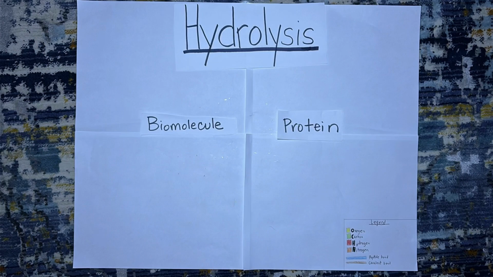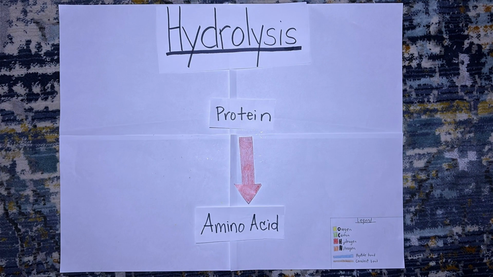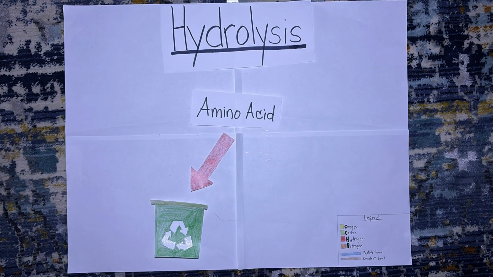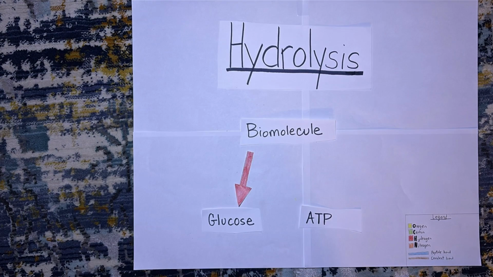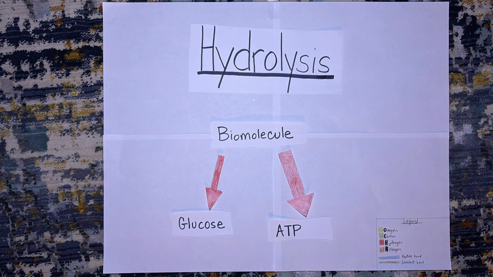Hydrolysis occurs in a cell when it's breaking down a protein or another biomolecule. This way, the organism can save the amino acid for future proteins by recycling it. And as for other biomolecules, it can use hydrolysis to separate their polymer, and it can be used to access stored energy like glucose and ATP.